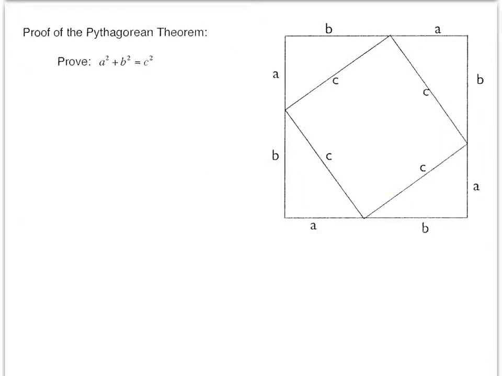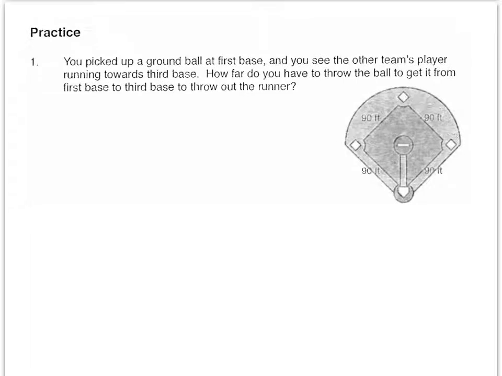Okay? You pick up a ground ball at first base. For those of you that don't know baseball, that's where my pink dot is. You see the other team's player running towards third base. So he's running down this line between second and third. How far do you have to throw the ball to get it from first base to third base, boom, to throw out a runner? Using the Pythagorean theorem to find the blue line.